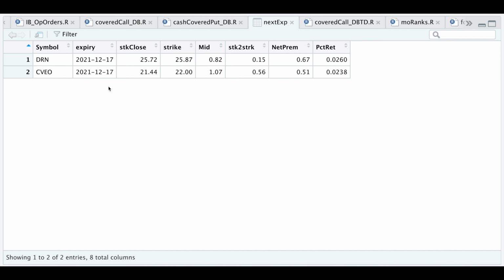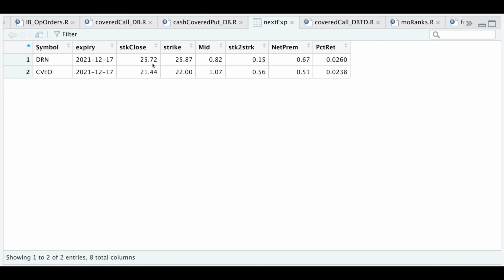All right, so as of Friday, December 10th, we have the pricing for these two different tickers, both for December 17th expiration. So this is roughly where the stock closed on Friday, December 10th. The strike prices for each of these tickers, the midpoint quote. So for this first ticker, if we were to sell at this strike and this option ends in the money, we would have to buy up the stock at the strike.